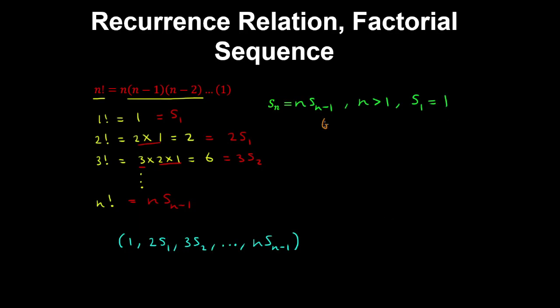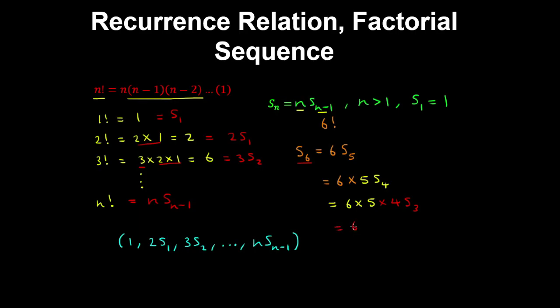So if we want to evaluate 6 factorial, we have S6 is equal to 6 by S5. And S5 is 5 by S4. And as we can see, S4 is 4 by S3, and so on. So here we're evaluating the factorial recursively from top down.